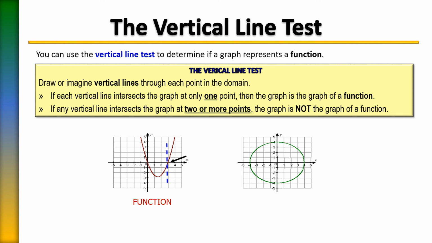How about the second example, the circle? Is that a function? Well, let's go ahead and draw or imagine a vertical line through it. And you don't have to draw many, just one vertical line is fine in this case, because what happened when you drew that vertical line? How many times did it touch your circle? Well, it touched it twice. So the fact that it was touched or intersected twice indicates that it is not a function. And there you have it, the vertical line test.